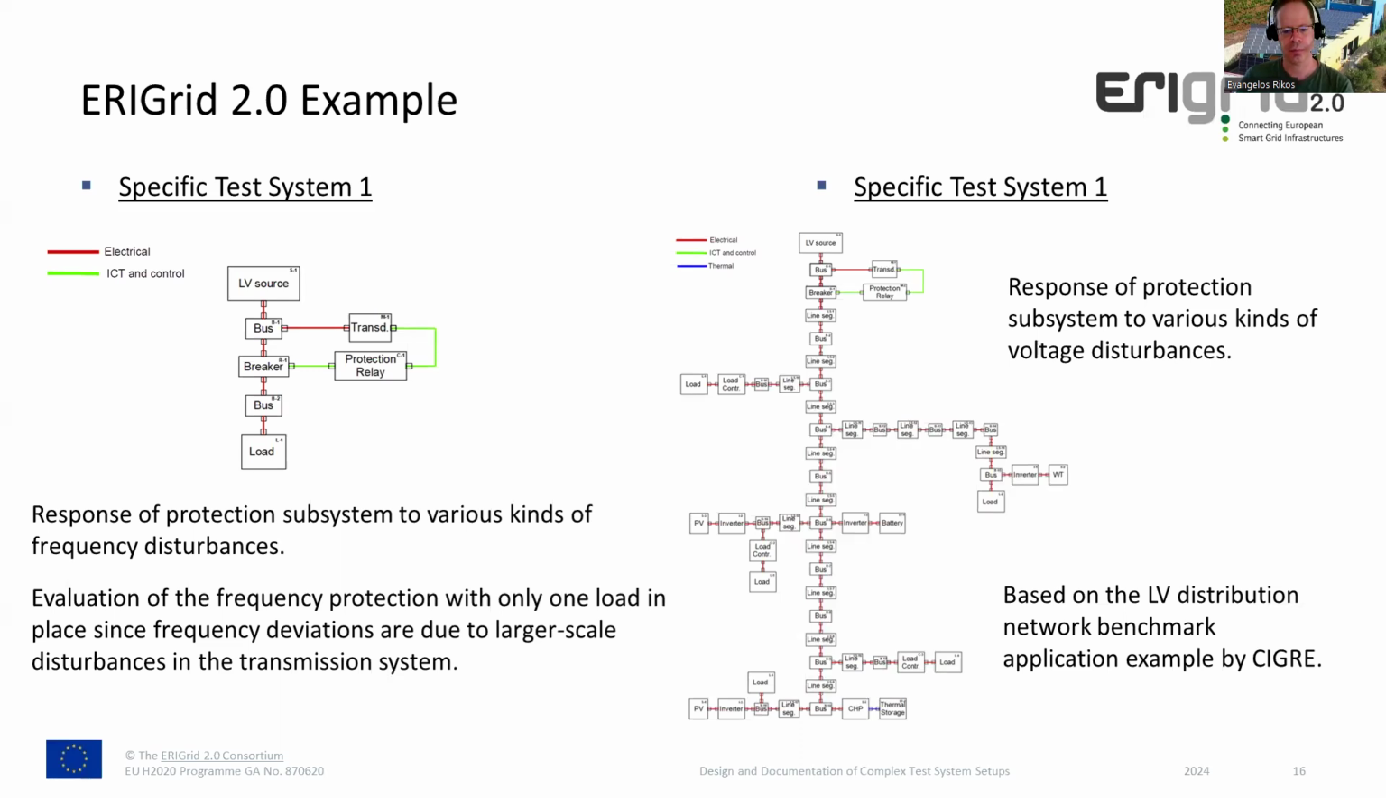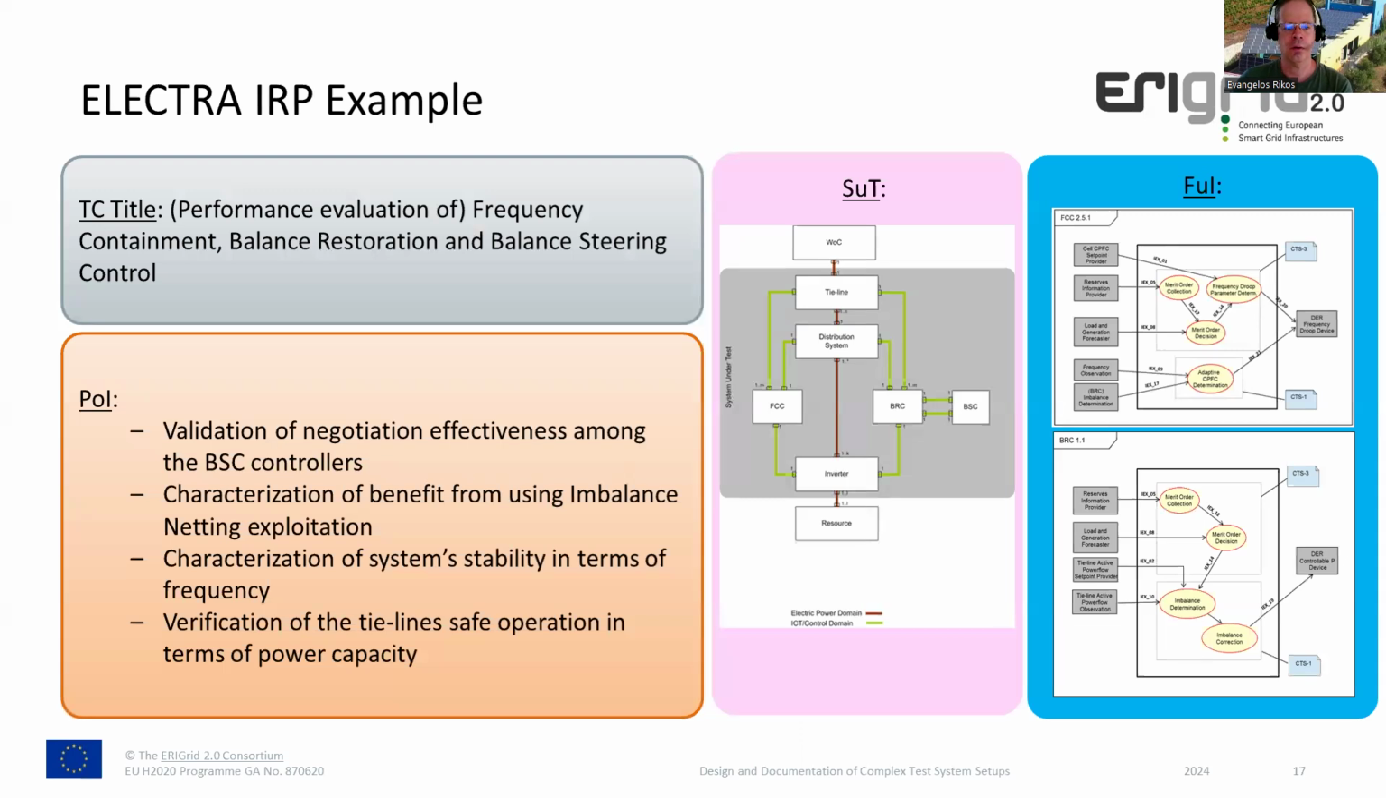Moving on to other examples. Here is another example from the FP7 EU-funded project Electra IRP. This test is about evaluating the performance of a set of novel control schemes that are used in the operation of future power systems. The system under test is, in this case, illustrated here in this gray box, and there is a list of objectives regarding the purpose of investigation specific to this example.